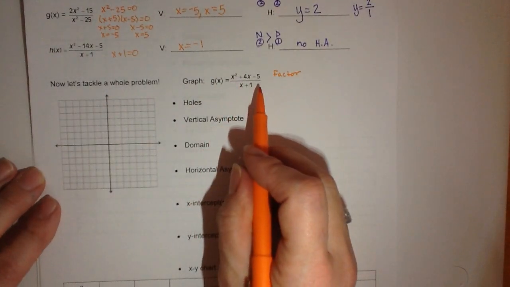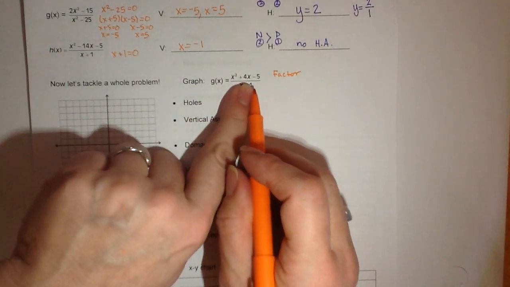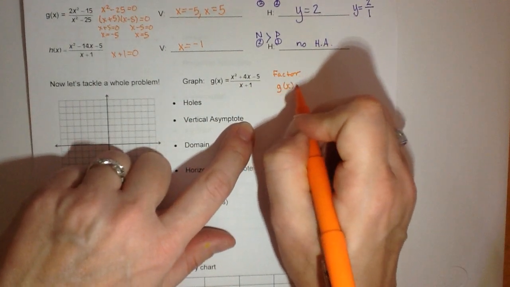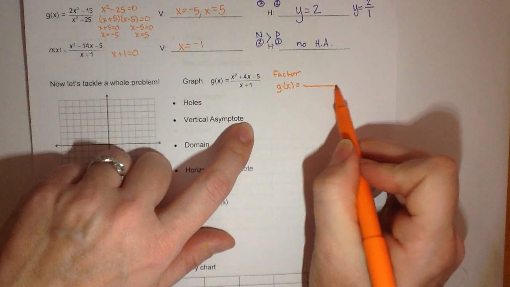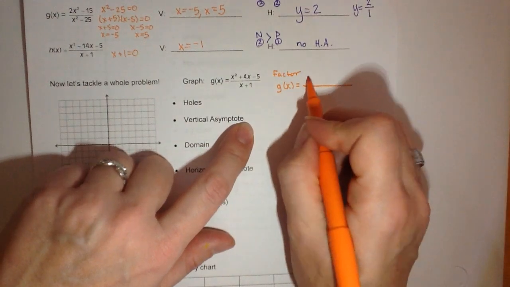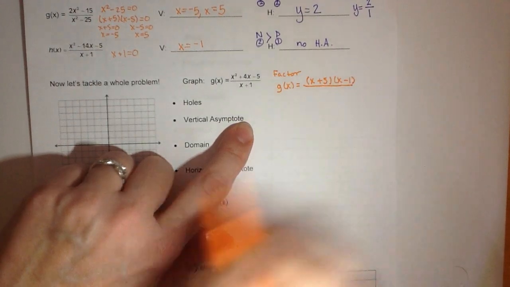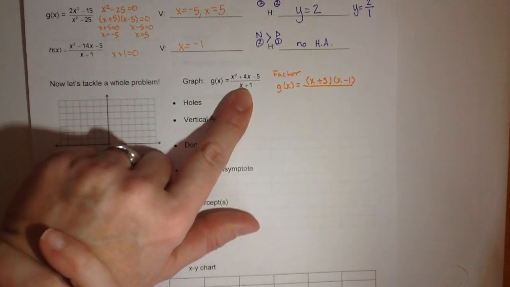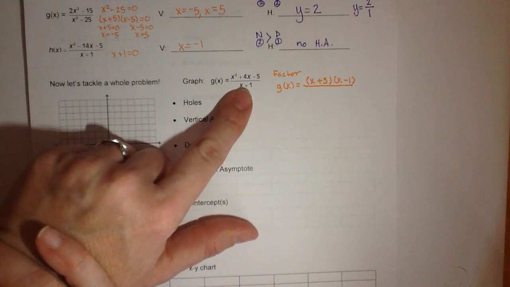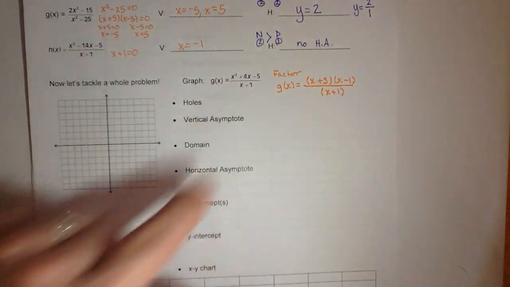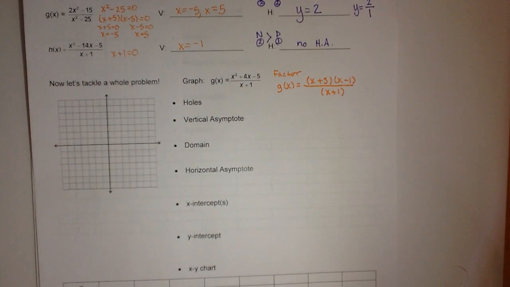The numerator has no GCF, so we would factor it by the AC method. I will just speed that up for you. It's going to be x plus 5 times x minus 1. The denominator does not have anything that is squared, so it just stays x plus 1. Now the parentheses I put around the x plus 1 are not necessary. I just put them there for fun, I guess.